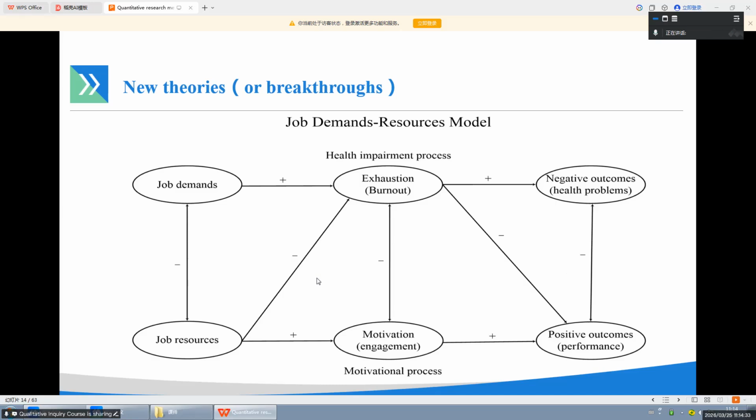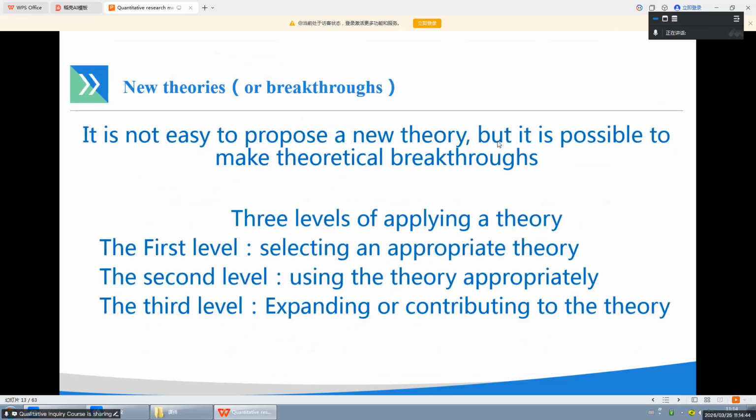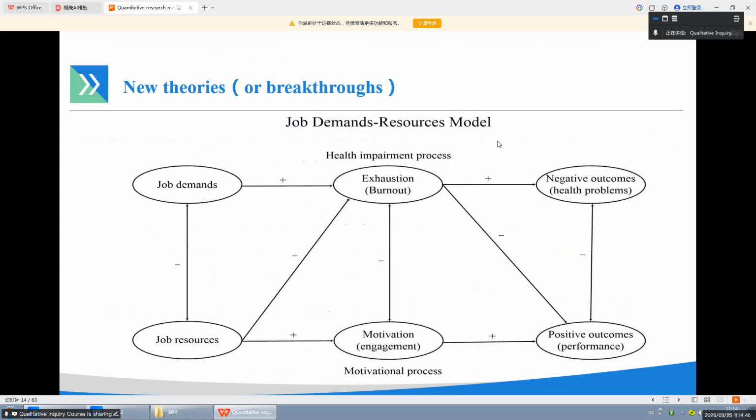But this is the basic. So I see that the job demands and burnout connect to positive outcome performance. So I want to know the connection you have. How do social support or burnout come in?